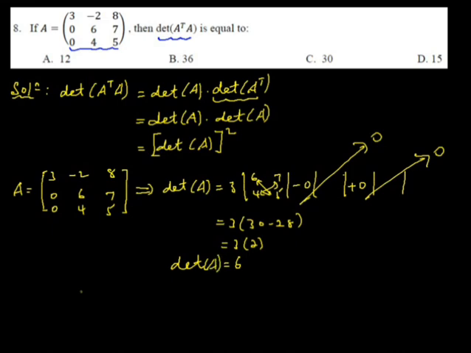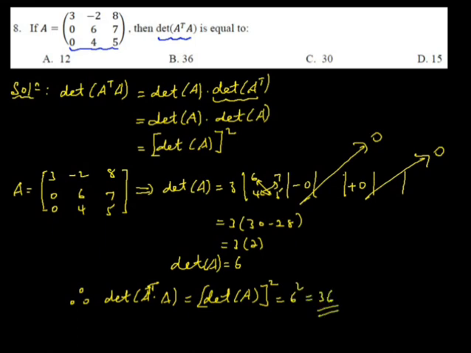The required thing is the determinant of A transpose times A, which is the squared value of the determinant of A. Okay, you can square it. So 6 squared means 36. So the required answer is 36, which is in B.